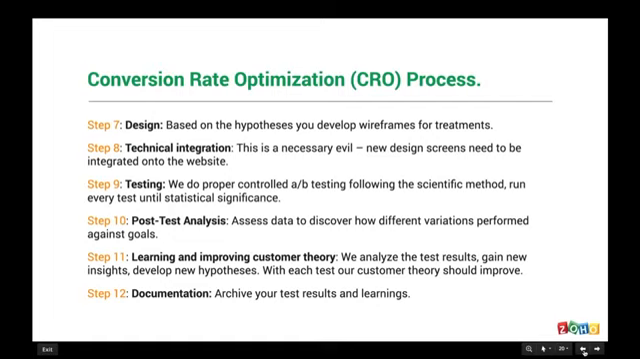The final step is documentation. So whatever we learn, we need to have a way to document or archive our learning results so we can share it across our organization, to our team members and so on. And of course, then the cycle repeats itself over and over and over again. These 12 steps that were just provided in this presentation are what conversion rate optimization as a process really is and should be described.